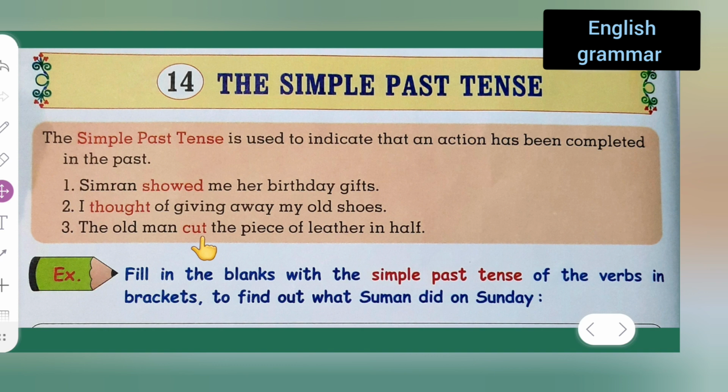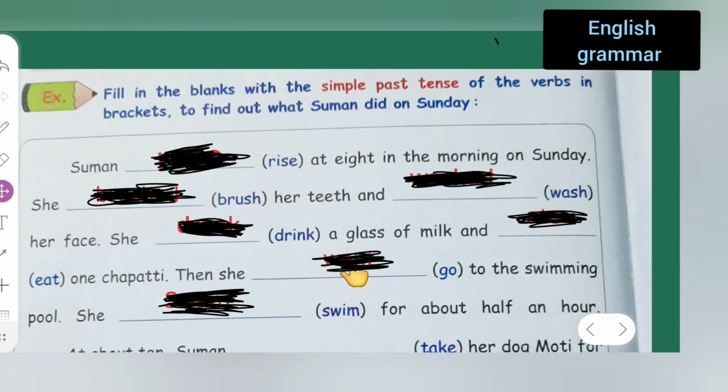So now what you'll have to do is fill in the blanks with the simple past tense of the verb in brackets to find out what Suman did on Sunday. So basically there will be two paragraphs. Okay. So first paragraph will be this. You all can take down the question: fill in the blanks with the simple past tense of the verbs in brackets to find out what Suman did on Sunday.